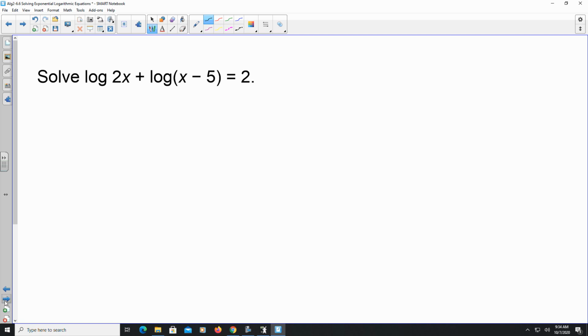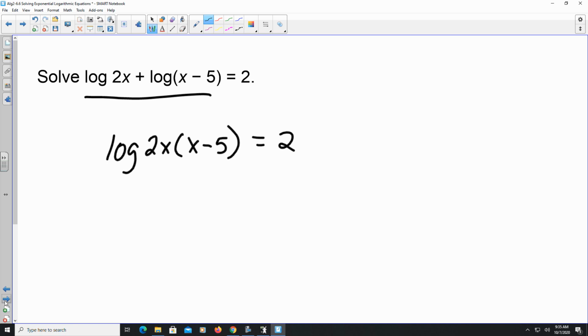Because it's plus between them, we can rewrite it as a product. So this can be rewritten in condensed form as log of 2x times x minus 5, and that is going to be equal to 2. So now from here, I can distribute the 2x over the x minus 5. So this is log of 2x squared minus 10x is equal to 2.